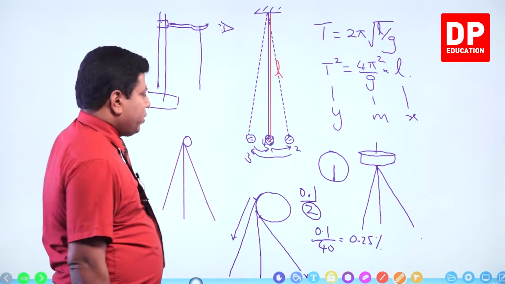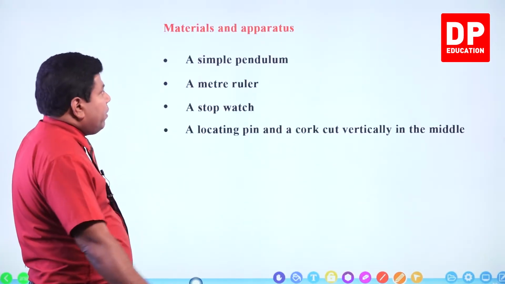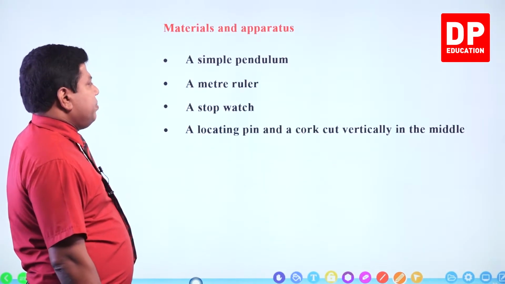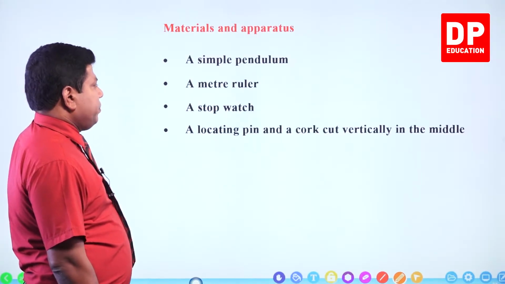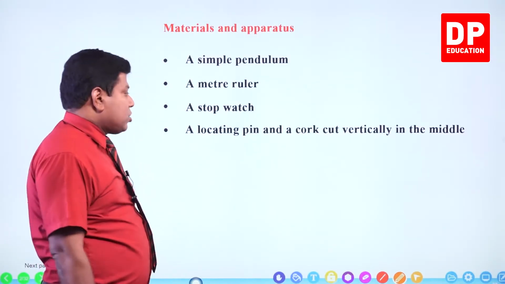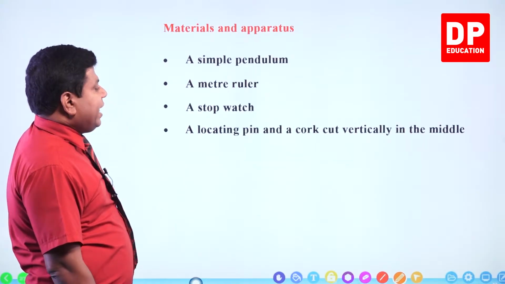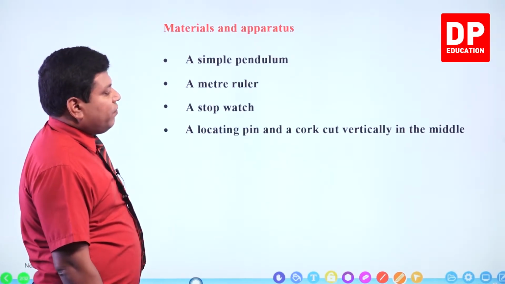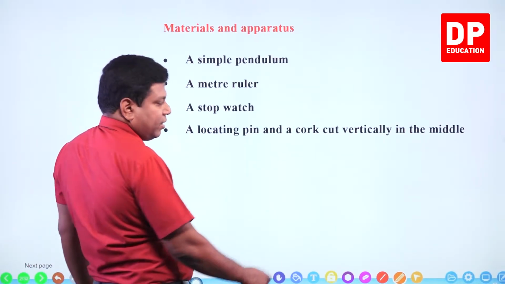Now, let us see how we are going to do the experiment. Materials and apparatus required: a simple pendulum, a meter ruler to measure the length, a stopwatch, a locating pin and a cork cut vertically in the middle.